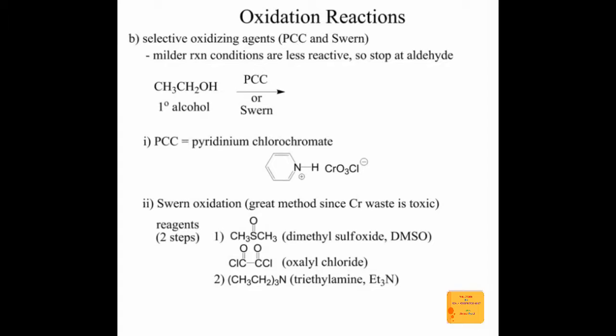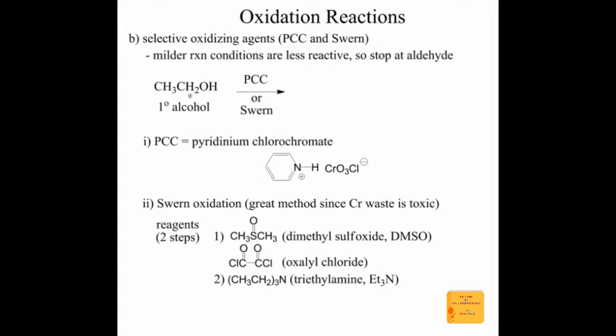Let's take a look at a few other oxidizing agents. One is called PCC and one is called Swern. And these are more selective. These have milder reaction conditions. And because they're less reactive, they're going to be able to stop and do just a partial oxidation. They'll be able to stop at the aldehyde stage.